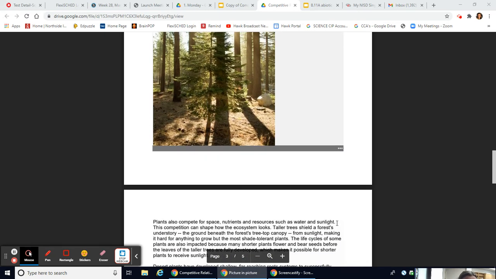Plant competition. Plants also compete for space, nutrients, and resources such as water and sunlight. This competition can shape how the ecosystem looks. Taller trees shield a forest's understory, the ground beneath the forest's treetop canopy, from sunlight, making it hard for anything to grow but the most shade tolerant plants. The life cycles of some plants are also impacted because many shorter plants flower and bear seeds before the leaves of the taller trees are fully developed, which makes it possible for shorter plants to receive sunlight.